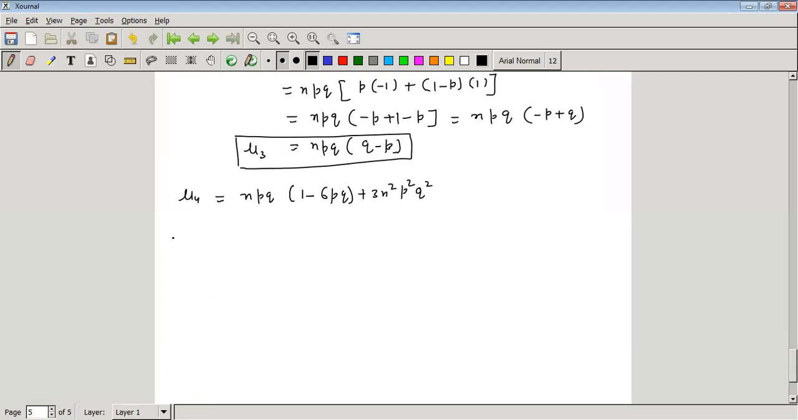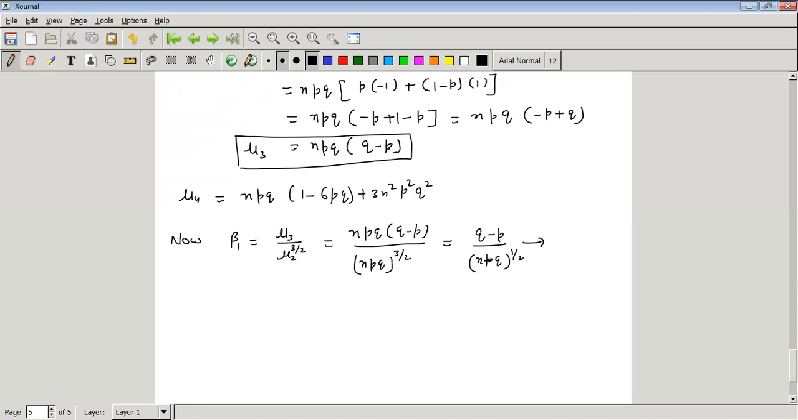Now we have to find beta 1. Beta 1, we know, is equal to mu 3 upon mu 2 to the power 3 by 2. So that is equal to mu 3, which is npq into q minus p, divided by mu 2, which is npq, to the power 3 by 2. So that is q minus p divided by the square root of npq. And this goes to 0 as n goes to infinity. So beta 1 goes to 0.